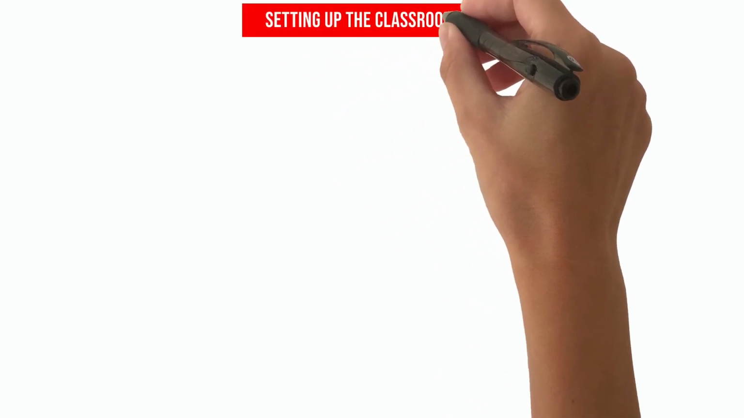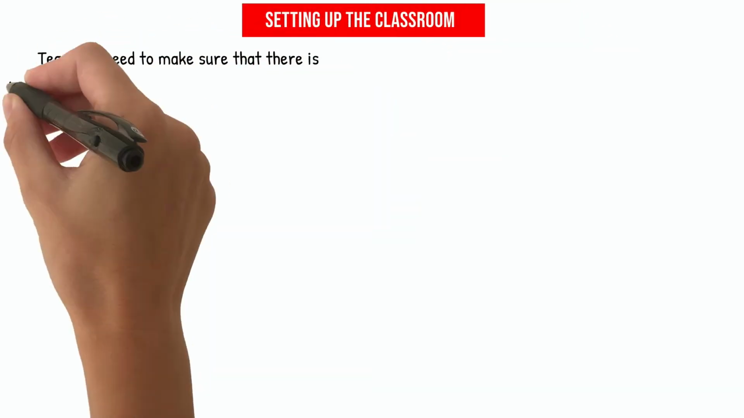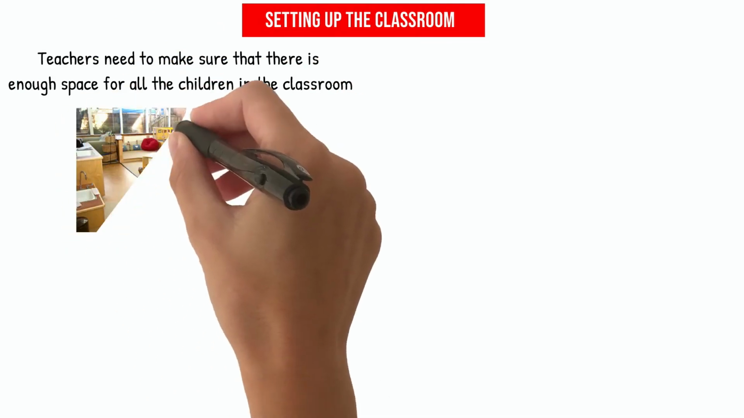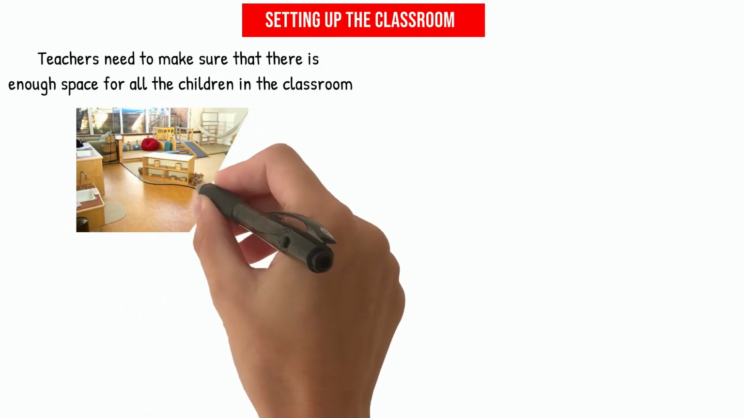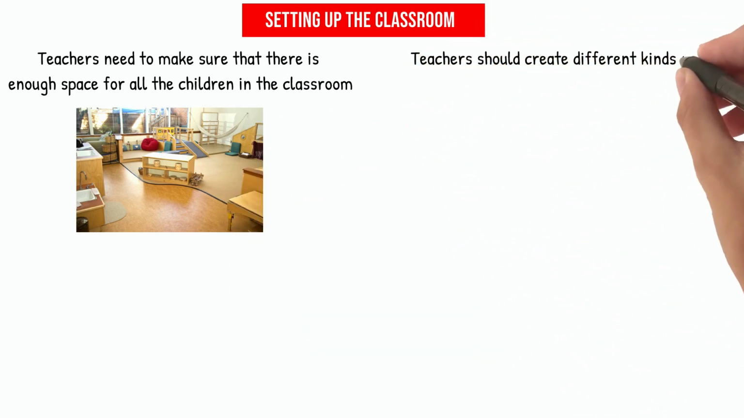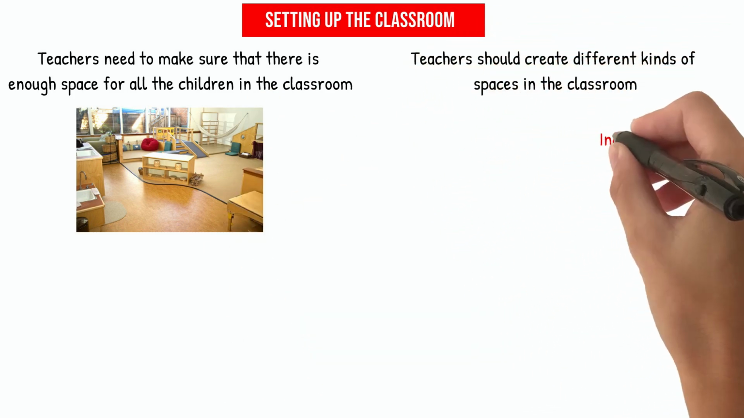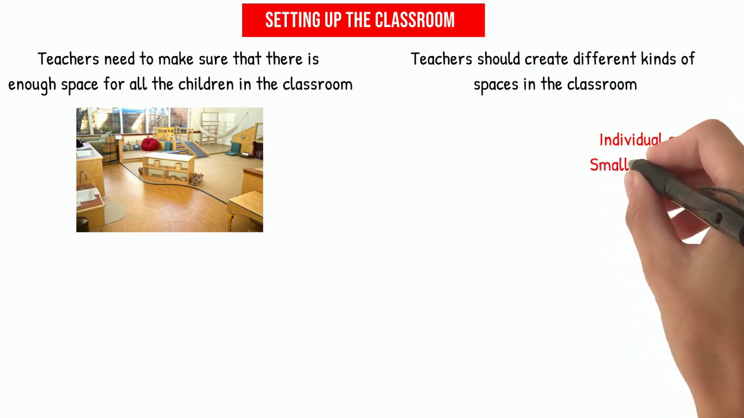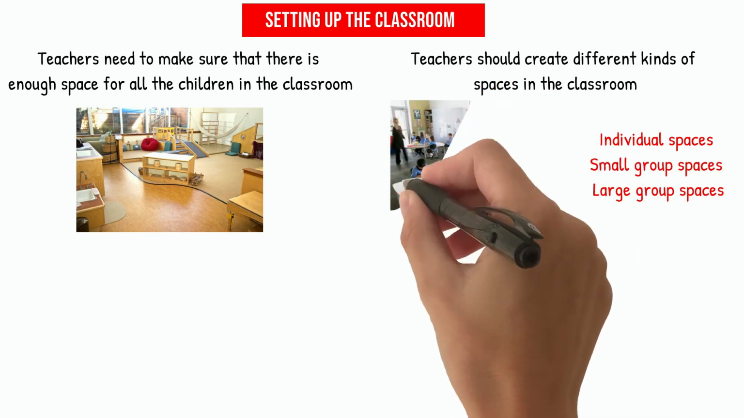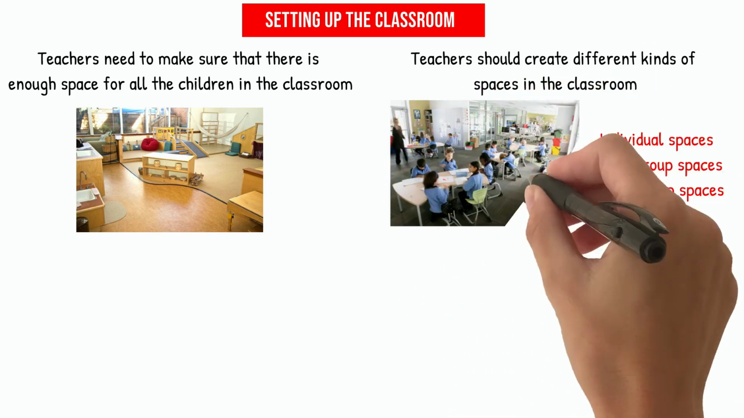Setting up the classroom. Teachers need to make sure that there is enough space for all the children in the classroom. This means that everyone should have enough room to move around and work comfortably. Next, teachers should create different kinds of spaces in the classroom. This includes individual spaces, small group spaces, and large group spaces. This will help children to work and learn in different ways.